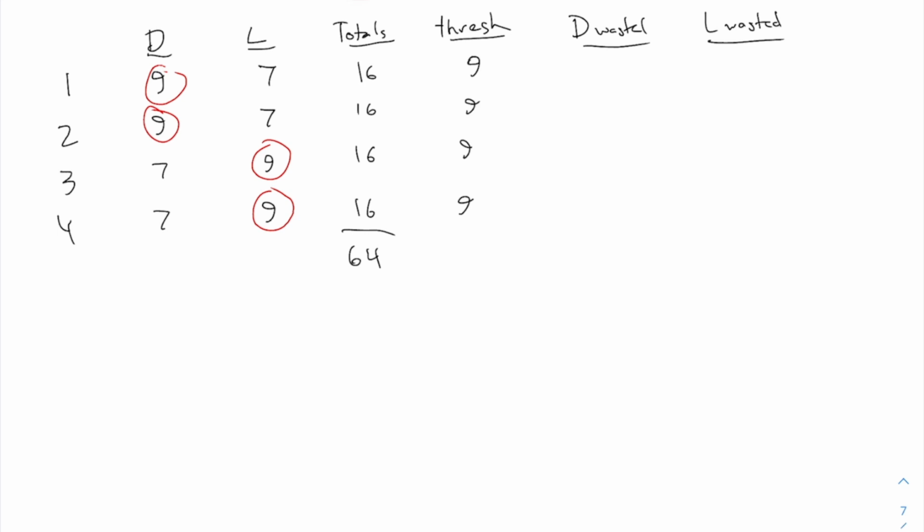All votes for the loser are wasted. So all the 7s are going to be wasted for whoever it was. So in the first row, the L weighs 7. In the second row, the L weighs 7. In the last 2 rows, the D's weigh 7 each time. All right? And then any votes for the winner beyond the threshold are wasted.